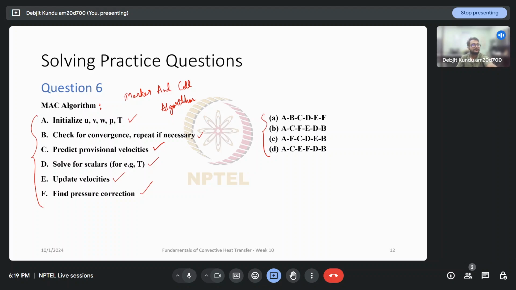So let's take a look at the solution. It's actually option B. We'll reach there. So let's first look at the algorithm. So initializing is anyway the first step. So this is step 1.